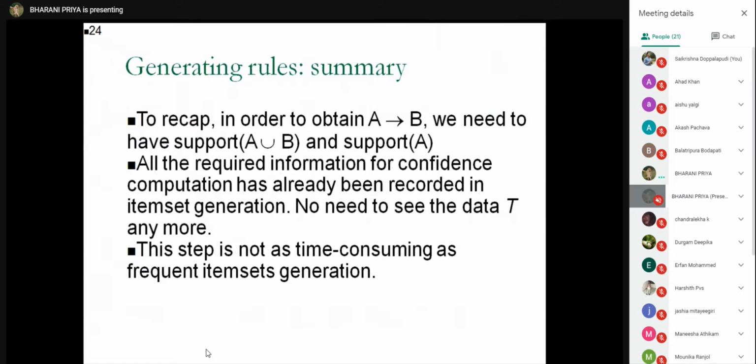So for generating the frequent item sets, what is required? Support is required. And for generating the rules, confidence is required. In generating the rules, again we are not calculating the support, because in the frequent item sets itself, we have calculated the support.